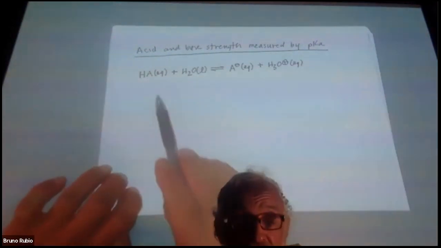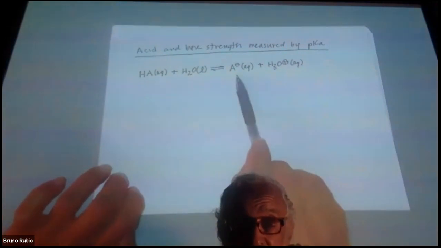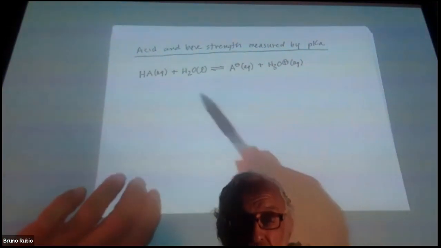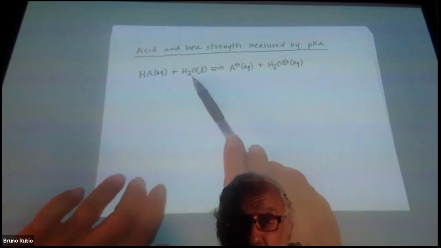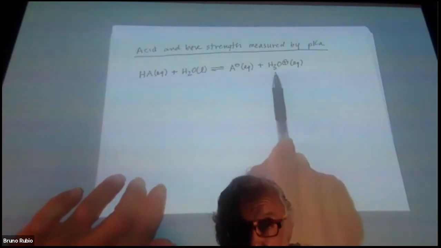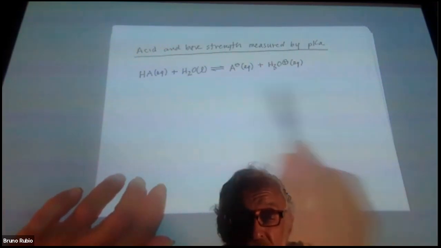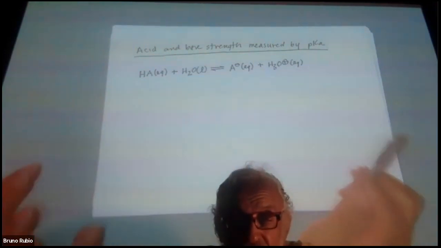So once again, HA is the conjugate acid of A minus. They differ by one H plus. H2O is the conjugate base of H3O plus. The conjugate acid H3O plus has one more proton than the conjugate base, which is H2O.